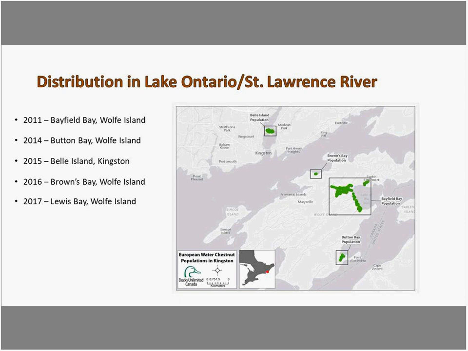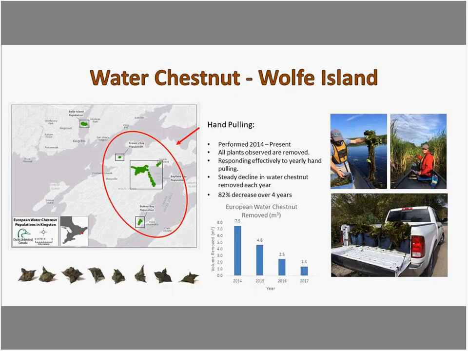The areas here with Ducks Unlimited, as part of the European Water Chestnut program, consist of a population that was identified at Bayfield Bay on Wolfe Island, just south of Kingston. I have a map here of the Kingston Wolfe Island area. In 2011, this population was identified by Canada Wildlife Service, and in 2014, through the efforts of our coordinator here at Ducks Unlimited, a new population was found at Button Bay that summer as well. Then a population at Bell Island in Kingston in 2015, and at Wolfe Island in 2016. We'll be talking about the Lewis Bay population towards the end of the presentation.